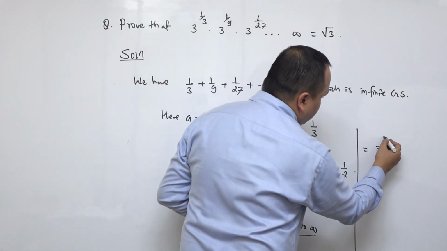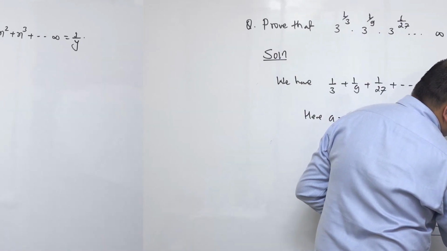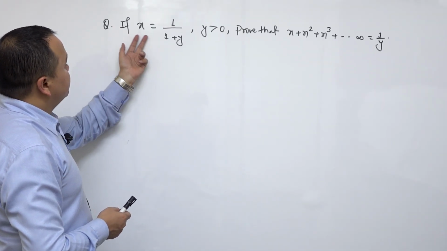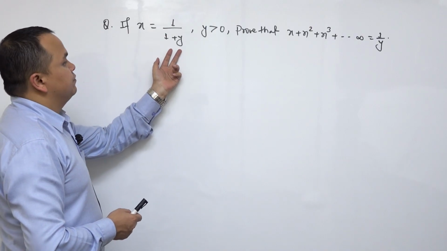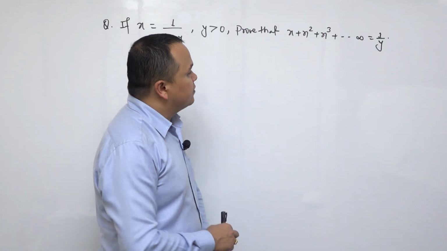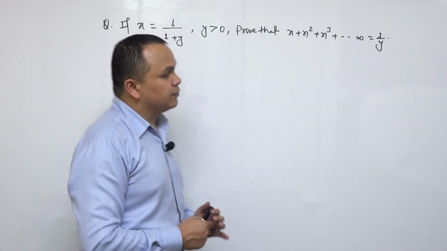3 to the power 1 upon 2, which is root 3. We take another example. Here x is 1 upon 1 plus y and y is positive, to prove that x plus x square plus x cube plus to infinity is equal to 1 upon y.